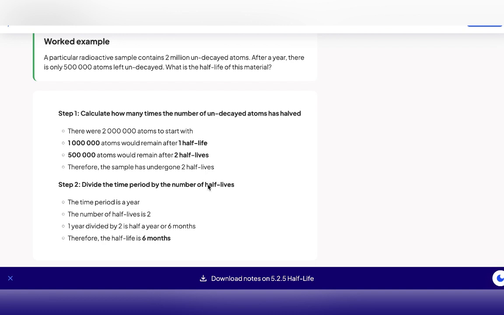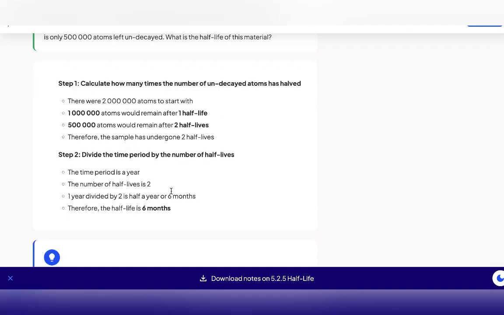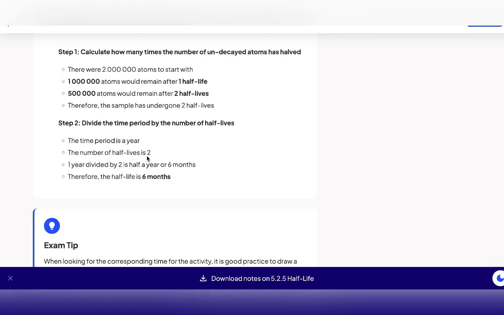Is that okay? That's not the end of it. What is the half-life of the material? The number of half-lives is 2. Remember, they told us it's a 1 year period. So the time period is 1 year, and we have only 2 half-lives. So we divide 1 year by this number of half-lives.